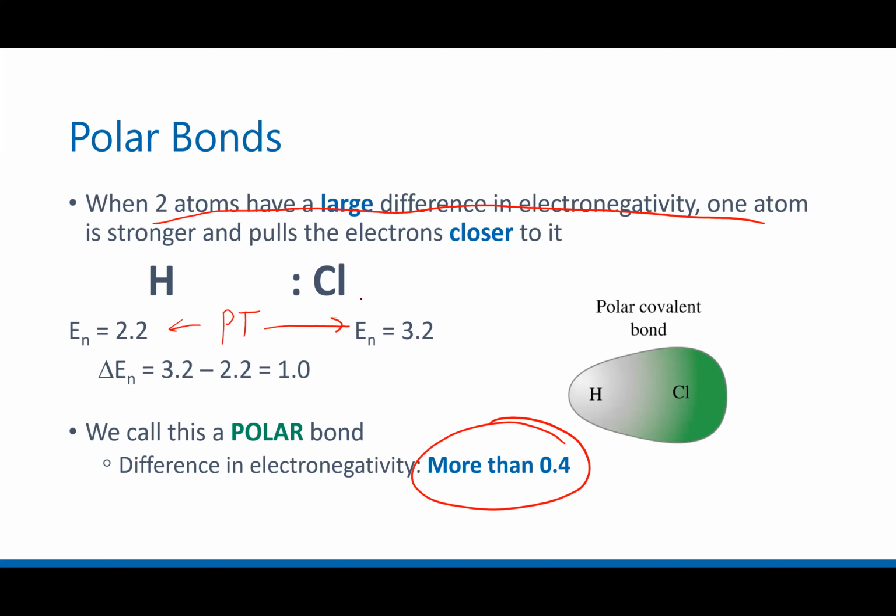And if I calculate the difference in electronegativities, if I subtract the difference here, I notice chlorine is 3.2, hydrogen is 2.2, so that's a difference of 1. We would call this a polar bond. A polar bond is when the difference in electronegativities between the atoms is more than 0.4.